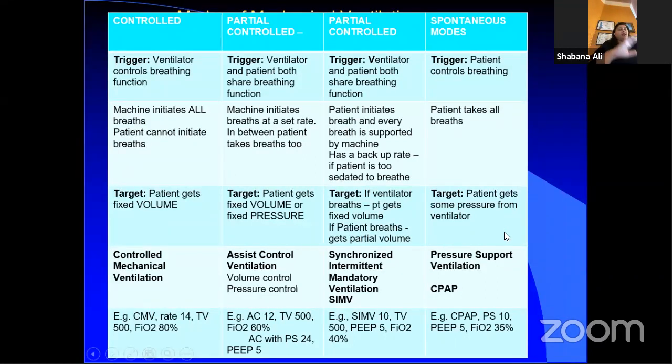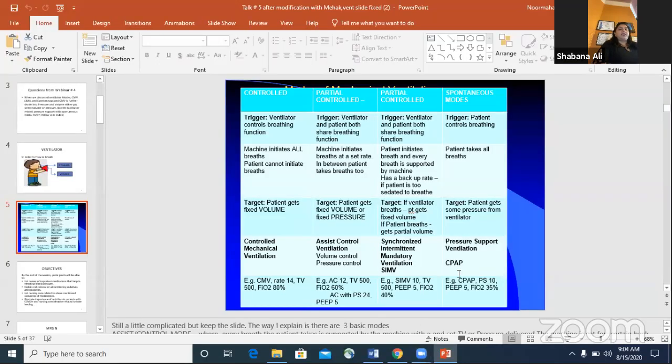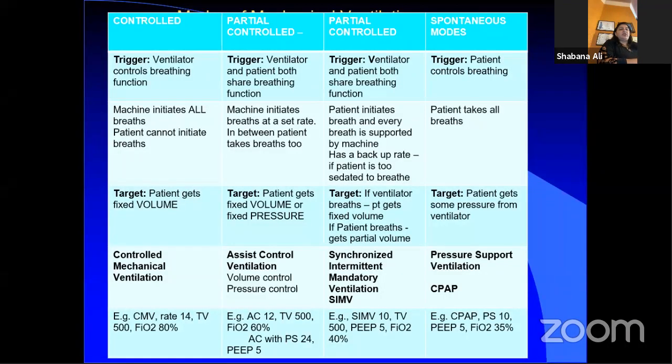Okay, so again, assist control is halfway, where you share the work of ventilation. It's a smart lockdown mechanism in which the patient has the liberty to initiate some breaths, and this is how it looks: a SIMV of 10, tidal volume of 500, and we just give a little bit of PEEP to help the alveoli stay open so we can have more oxygen going into the alveoli for gas exchange. Now the spontaneous mode, and as I said, spontaneous mode is all free.